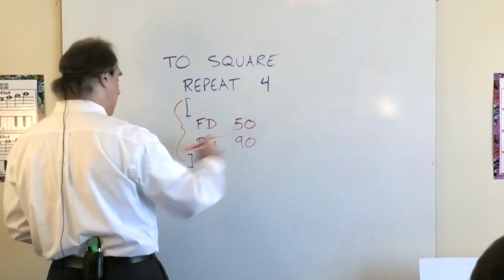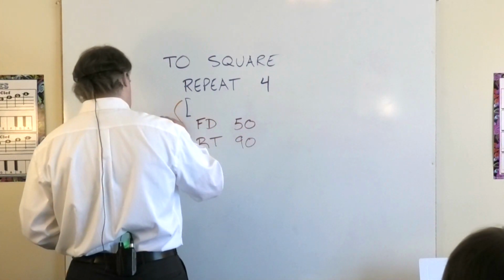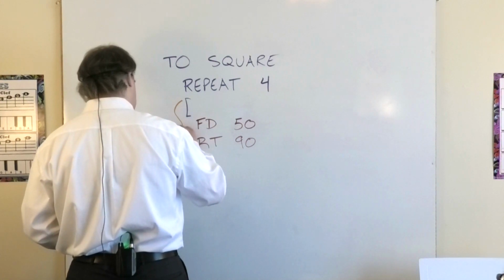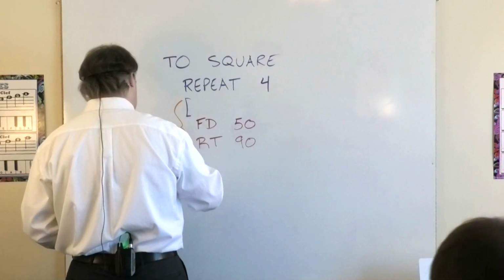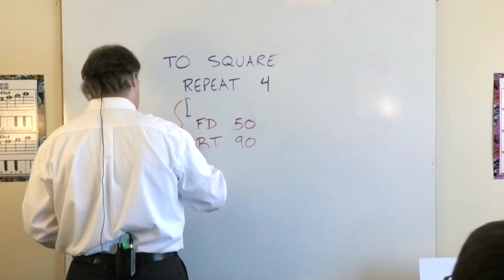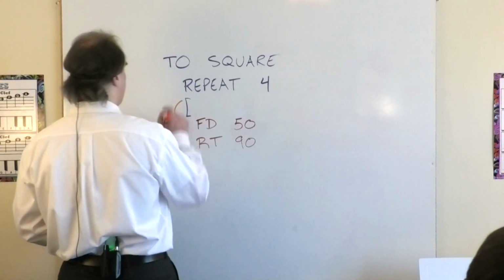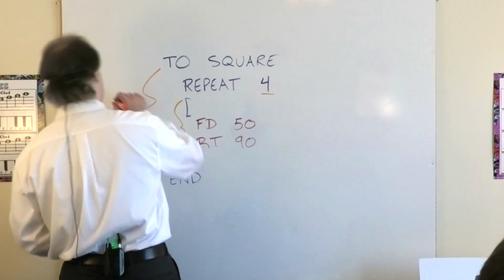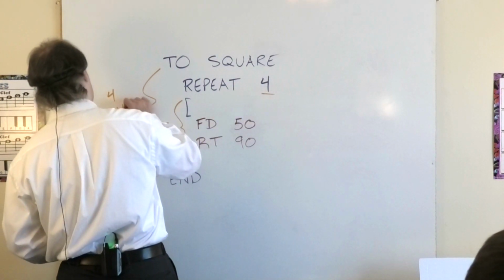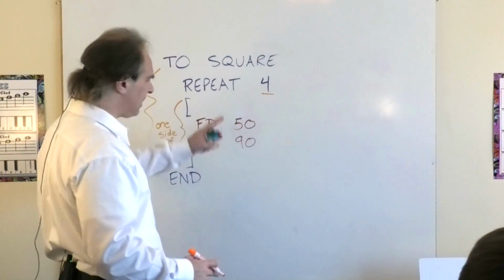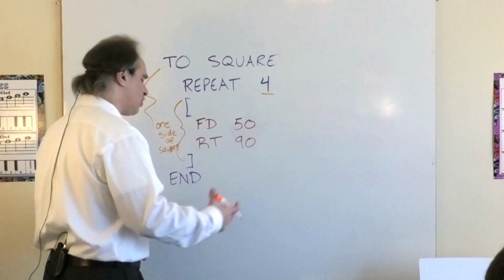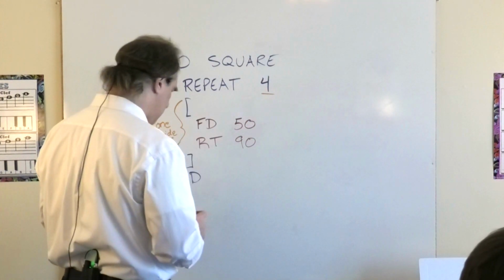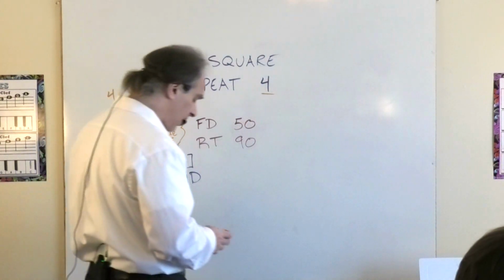That's just one side of the square. And then this is four sides. So we're already encapsulating. The repeat itself is an encapsulation, an abstraction. So now what we've done is we've defined a function.